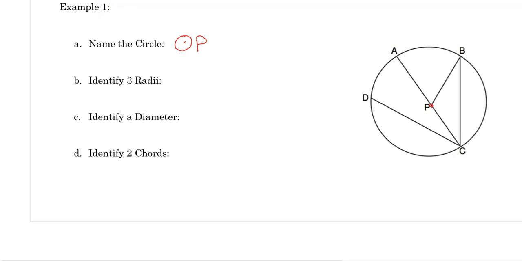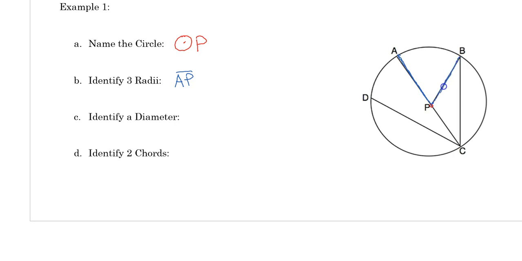Now it's telling me to identify 3 different radii. Remember, radii start at the center, or are from the center to the outside. So again, I can go either way. AP is technically a radius. I could also name it PA. I could go A to P or PA, but that doesn't count as a different radius. So I have to look for another line.